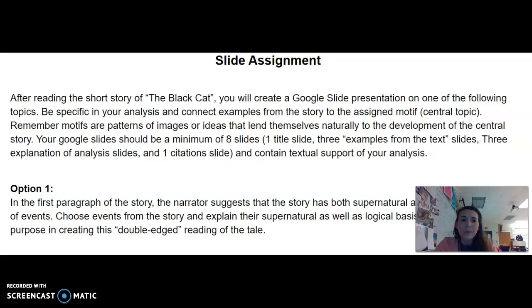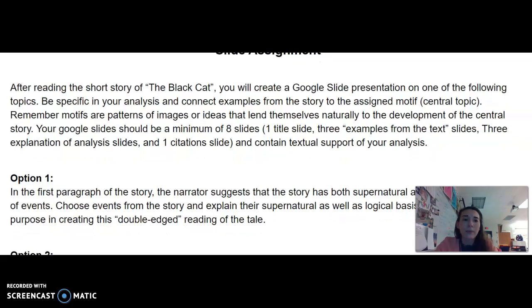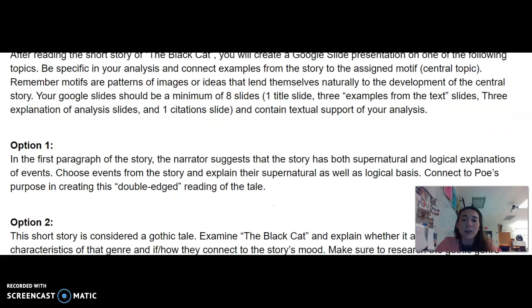Alrighty, option 1. In the first paragraph of the story, the narrator suggests the story has been both supernatural and logical as far as explanations of events. Choose events from the story and explain your supernatural as well as logical basis for these different events, and connect to Poe's purpose in creating this double-edged reading of the tale. So why would Edgar Allan Poe create a story that could be read in 2 different ways?